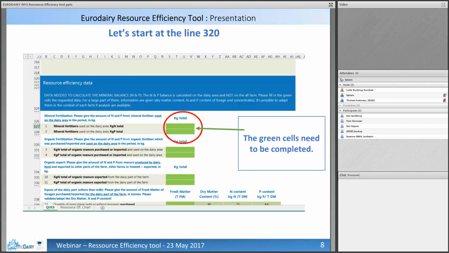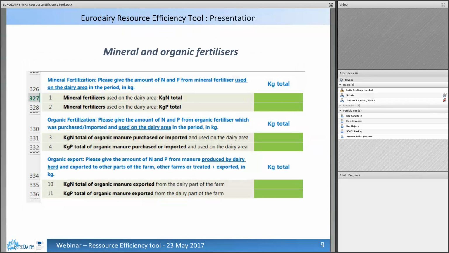So in the tool, you will find for the resource efficiency part different cells in green, and these cells need to be completed. So we will see each step of this tool, and we will focus on all the inputs and outputs and all the data needed to achieve the nitrogen and phosphorus balance.